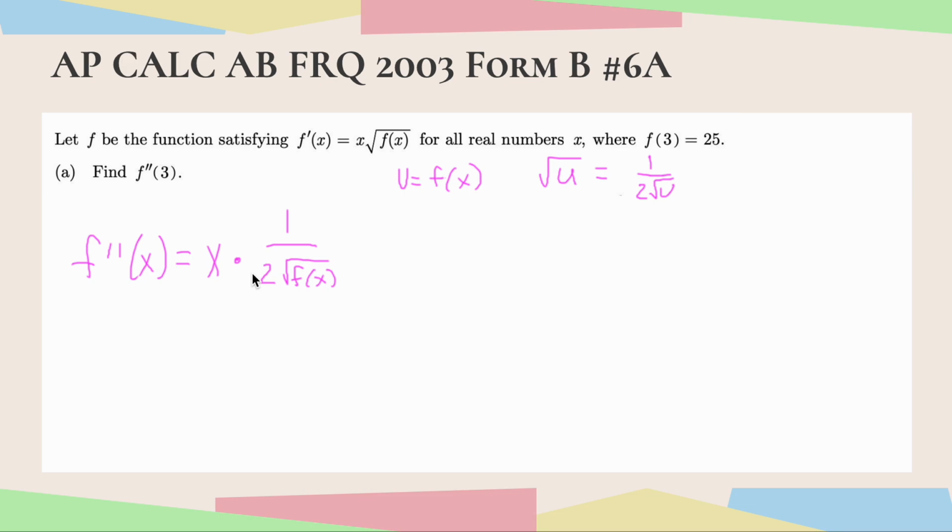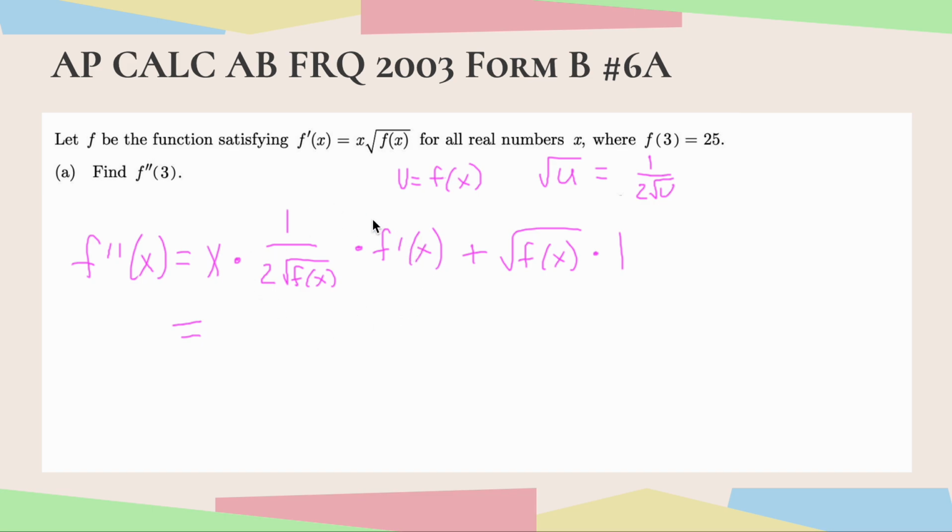Now, going back to it, the other thing I have to remember here is the chain rule. Because I have f of x within the square root, I now have to multiply this term by f prime of x, the derivative of what's on the inside, which is f of x. And then moving on, I've done first times derivative of second plus the second term times the derivative of the first, which is just the derivative of x, which is 1. So just times 1.